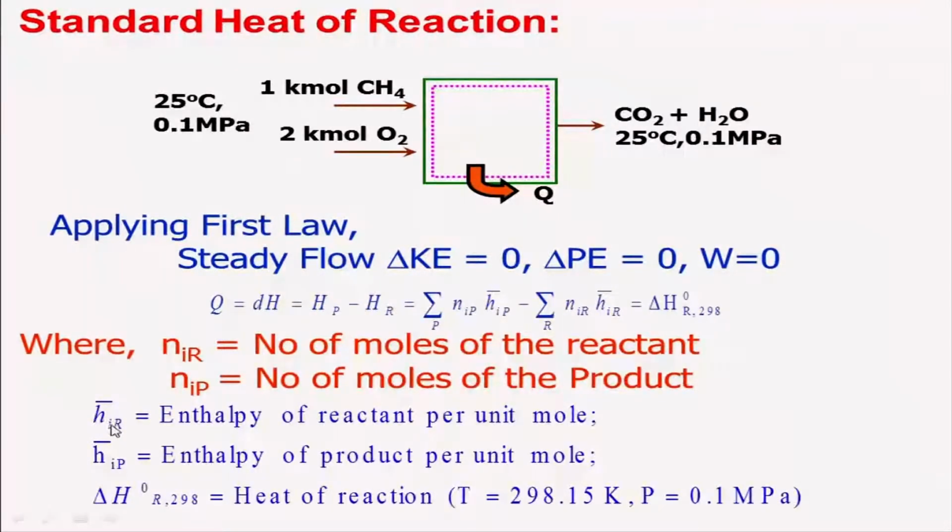So, as I told you, H_iR is basically the enthalpy of the reactant per unit mole, and H_iP is the enthalpy of the product per unit mole, and this delta H_R naught at 298 is basically the heat of reaction, which you can get from a table. And that is the standard heat of reaction, because it is at ambient temperature and ambient pressure.